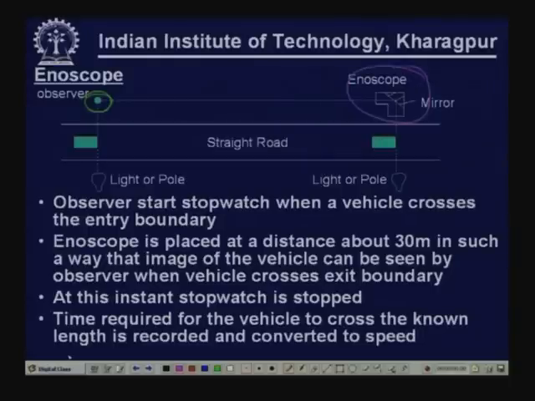So, let us try to summarize the steps again. Observer starts stopwatch when a vehicle crosses the entry boundary. Inoscope is placed at a distance about 30 meter. So, this distance is normally 30 meter in such a way that image of the vehicle can be seen by observer when vehicle crosses exit boundary. The vehicle is crossing the exit boundary. So, that image of the vehicle gets reflected here and observer can see that. When the observer finds the vehicle located at the exit boundary, the stopwatch is stopped. So, the time required for vehicle to cross the known length, which is about 30 meter, is recorded, and accordingly the speed may be calculated.